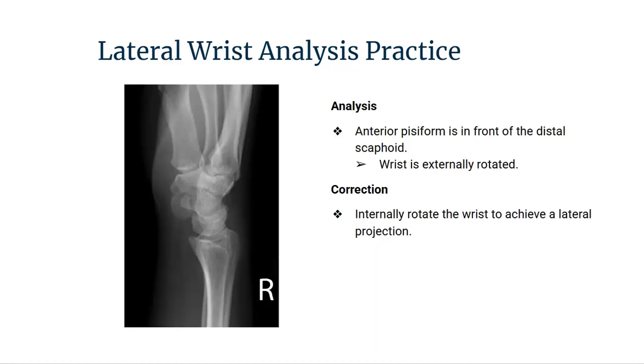So, like always, you want to make sure that we have all the anatomic structures that are required for the imaging, which we do. However, are we adequately demonstrating the anatomic structures required for the projection? And in this case, we are not. We definitely cannot see the trapezium in profile here. So, what is going on here? Well, we're going to analyze the positioning of the pisiform and the scaphoid and the relationship. And in this case, the anterior pisiform is in front of or anterior to the distal scaphoid. This should clue you into that the wrist is externally rotated too much. In order to correct this, we need to internally rotate that wrist until the pisiform and the scaphoid are aligned anteriorly.